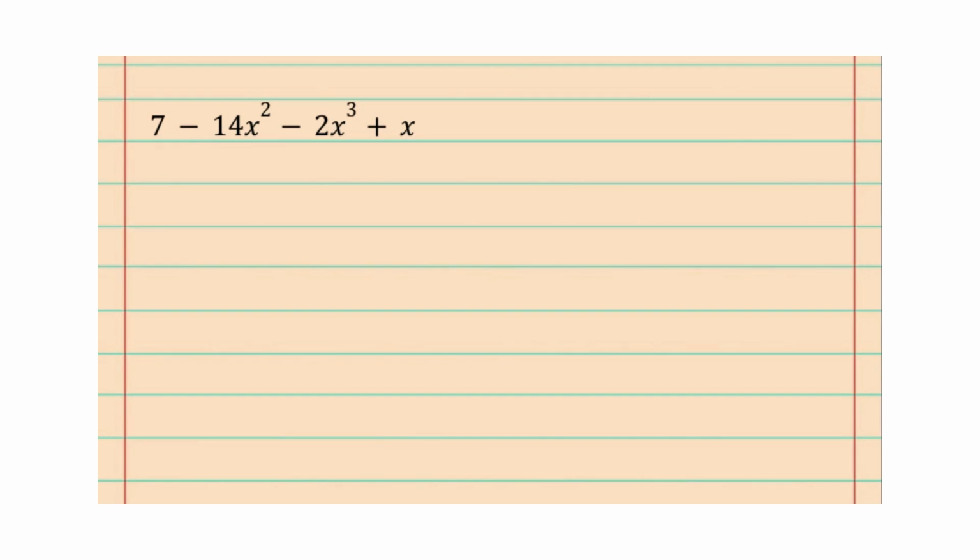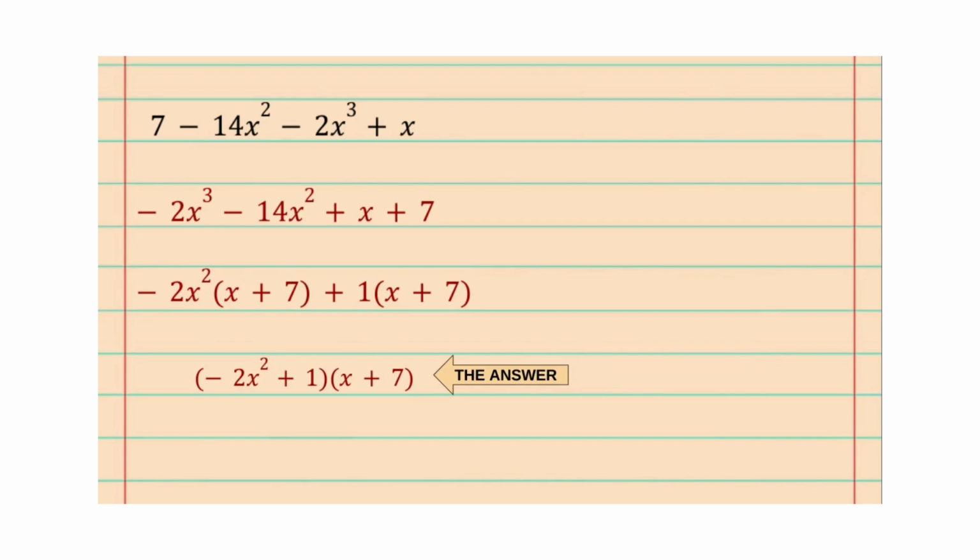All right, let's try this one. I'm going to rearrange like this. Use a little commutative property. Now I'm going to factor out a negative 2x squared from my first group on the left and a 1 from my second group on the right. Factoring out the x plus 7s, I have negative 2x squared plus 1, and that's my factorization.